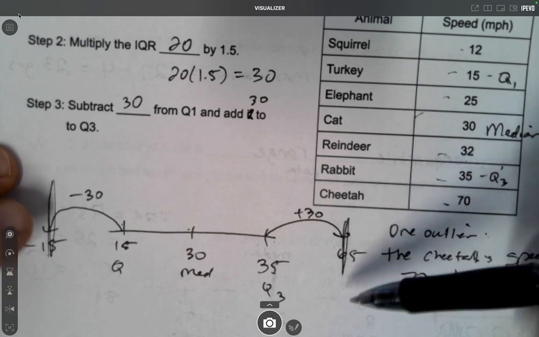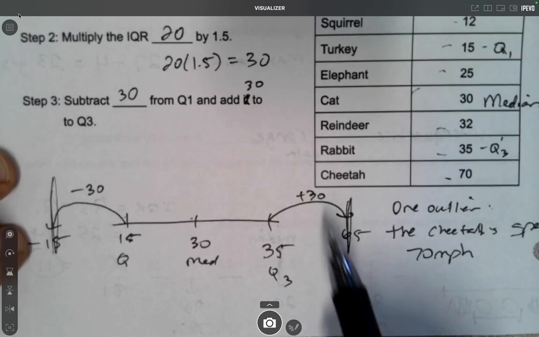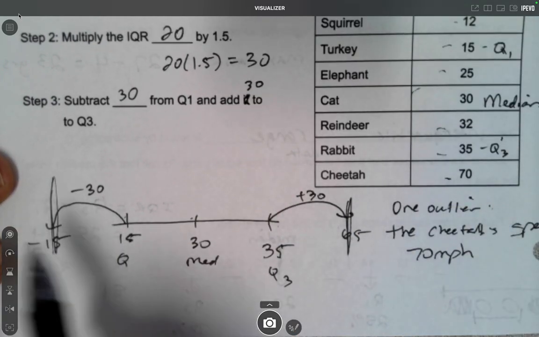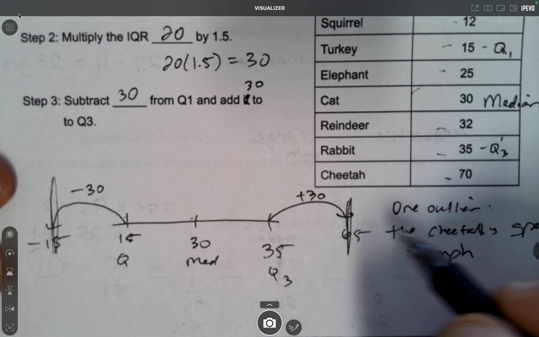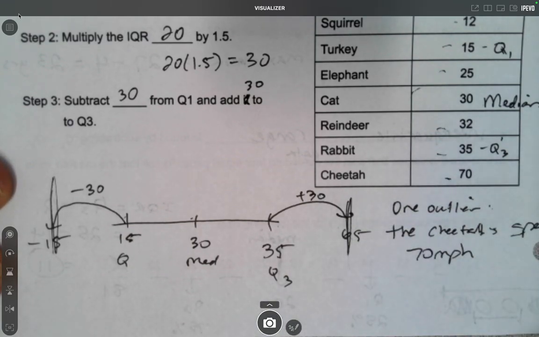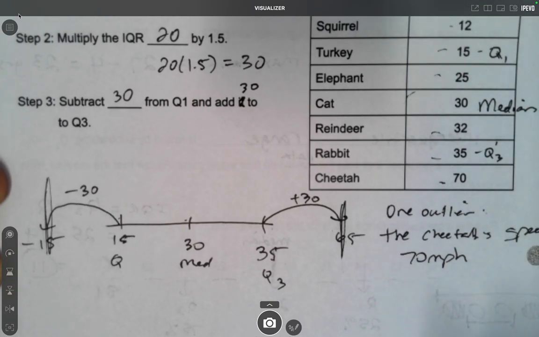Anything in that range of numbers is considered normal or not unexpected given what we see in the data. However, anything beyond that in either direction is an outlier. So 70 is bigger than 65, so it's beyond it. It's an outlier out here. It's a lot bigger than we'd expect based on the rest of the data. So it is an outlier.